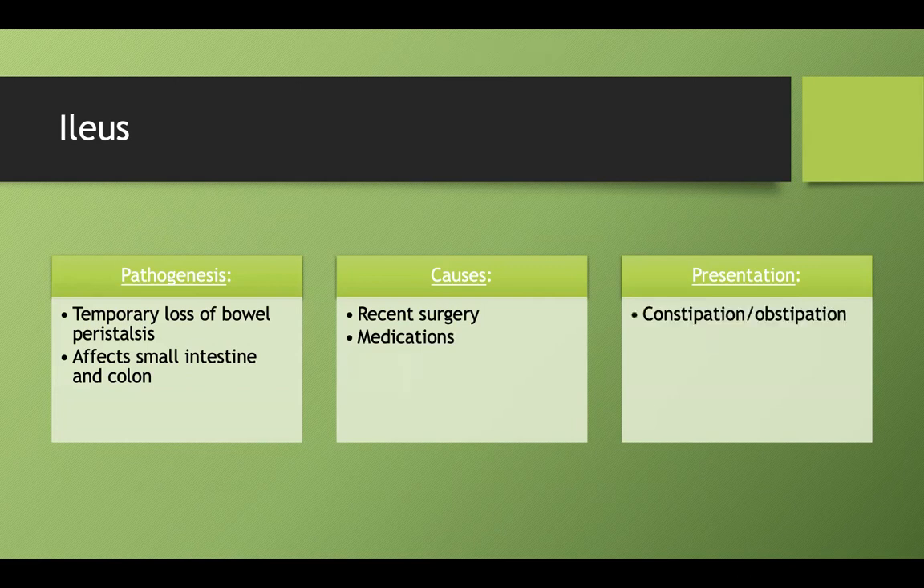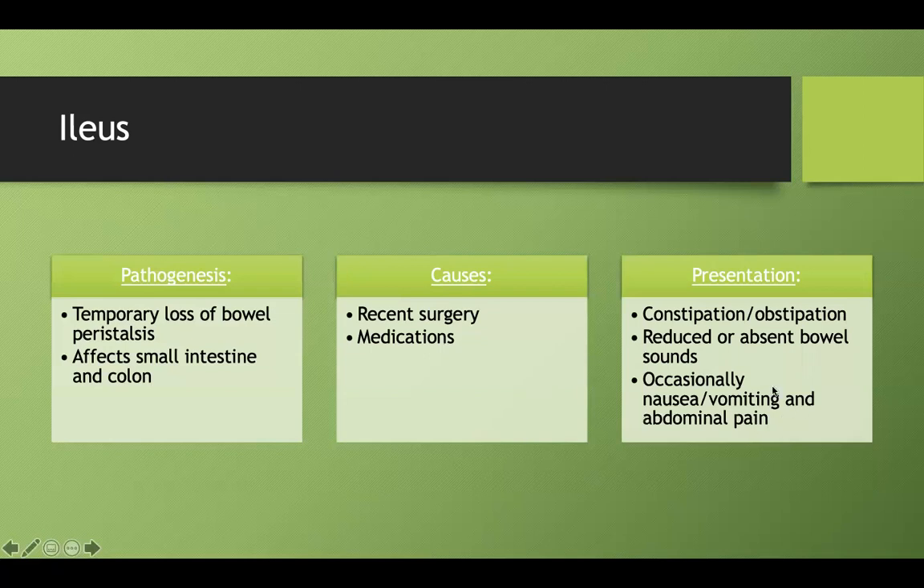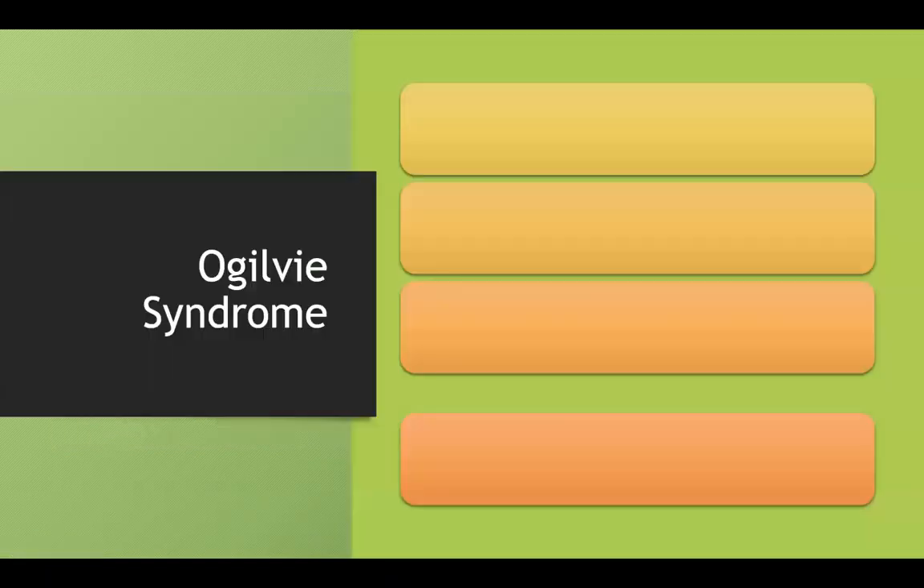And for how this presents, it's going to be somebody who's constipated or obstipated. They're not going to have many bowel sounds because of this temporary loss of peristalsis. And you could easily develop nausea and vomiting and abdominal pain as this evolves into a small bowel obstruction.